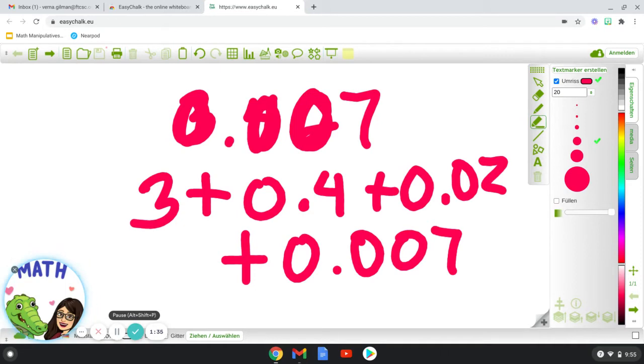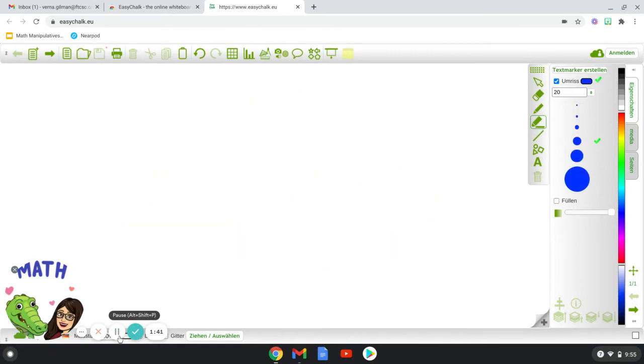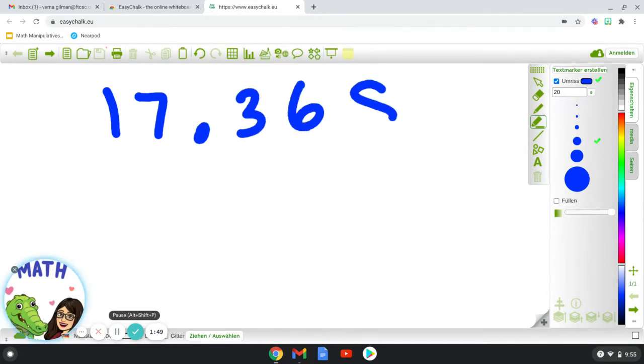It's a great way also to make sure that you use all of the numbers given. So let's try another one. Let's try the number 17 and 368 thousandths. So again, start with the far left.